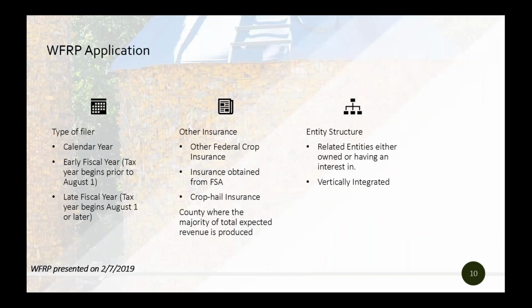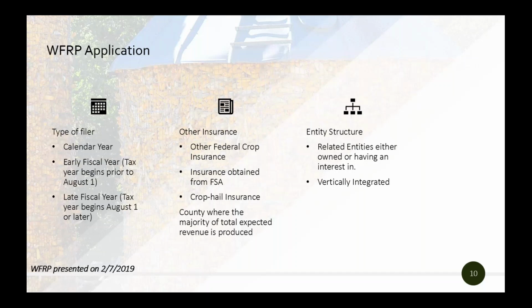The WFRP application depends on what type of filer you are. If you're a calendar year filer, that makes it easy because your calendar year runs from January 1 to December 31st. Everything lines up pretty easy. An early fiscal year tax filer is a tax filer whose fiscal year begins prior to the 1st of August. And then a late fiscal year tax filer begins August 1st or later.